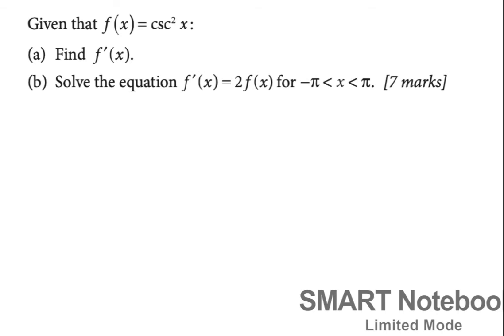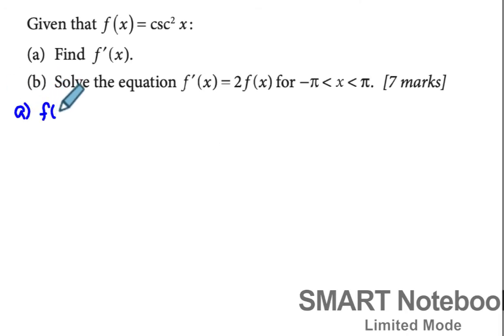So in this example, we're given f of x is defined by the cosecant squared of x, and you're asked to A, find the derivative of f of x, and then B, solve the equation the derivative of f of x is equal to 2 f of x within the domain of negative pi to pi. So let's start with part A.